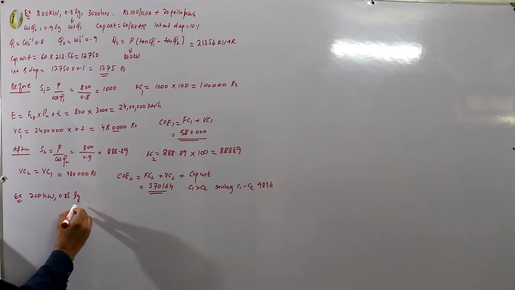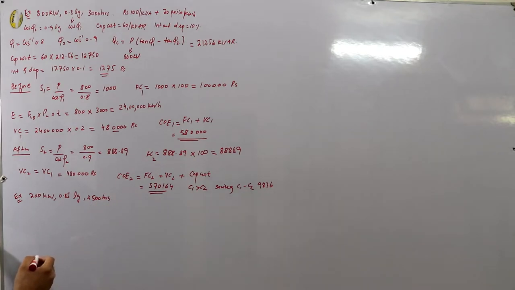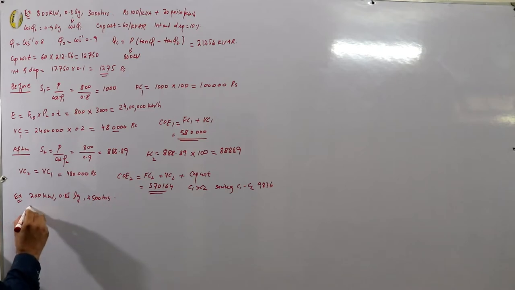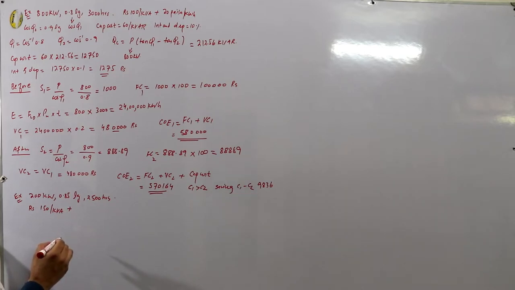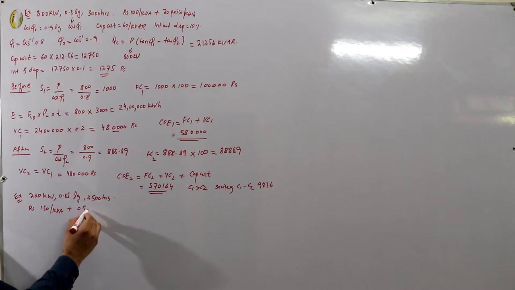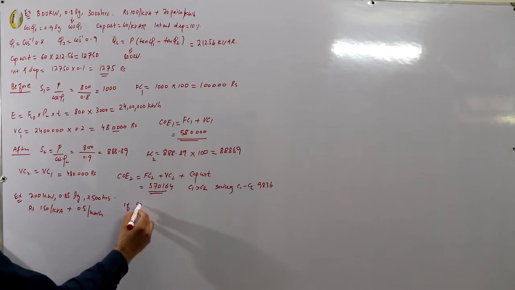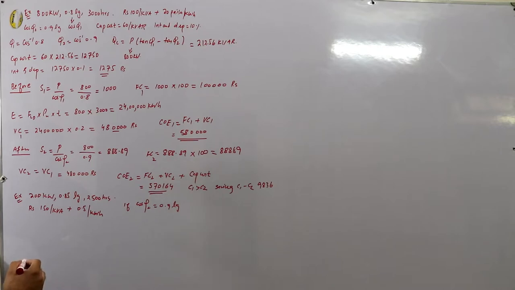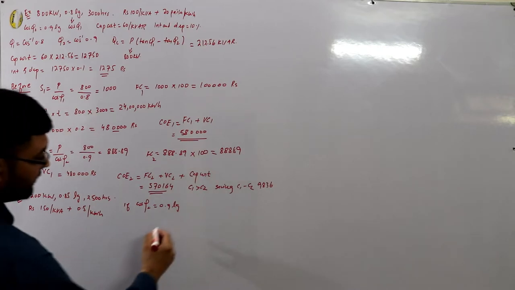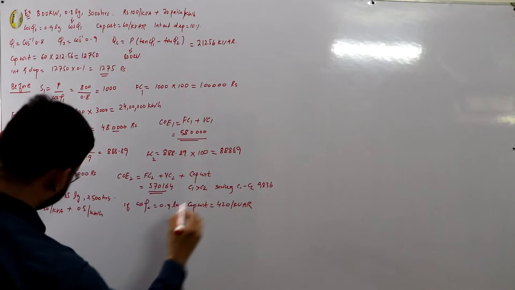0.85 lagging power factor and working for 2500 hours per annum. The tariff is rupees 150 per kVA plus 5 paisas per kilowatt hour consumed, so 0.05 per kWh. If the power factor is improved to 0.9 lagging, so if cos of phi 2 is 0.9 lagging, by means of capacitors costing rupees 420 per kVAR. So capacitor cost is rupees 420 per kVAR.